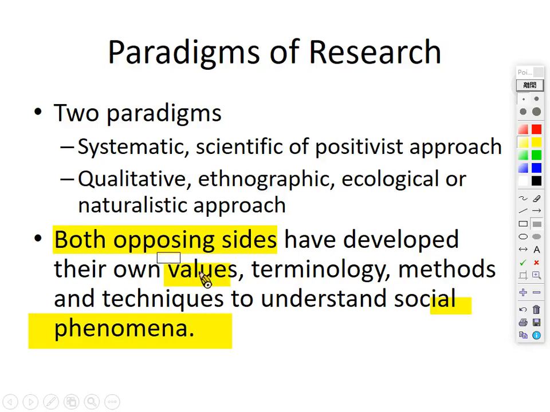For example, let's say values. For quantitative research, what kind of values do we emphasize? We try to become objective, unbiased. But in qualitative research, we seldom mention these words. Because we know, as a researcher, as a part of the research process, it would be very difficult to say my research is unbiased. It's not easy to say that. So we seldom mention the word objectivity or unbiased in qualitative research.